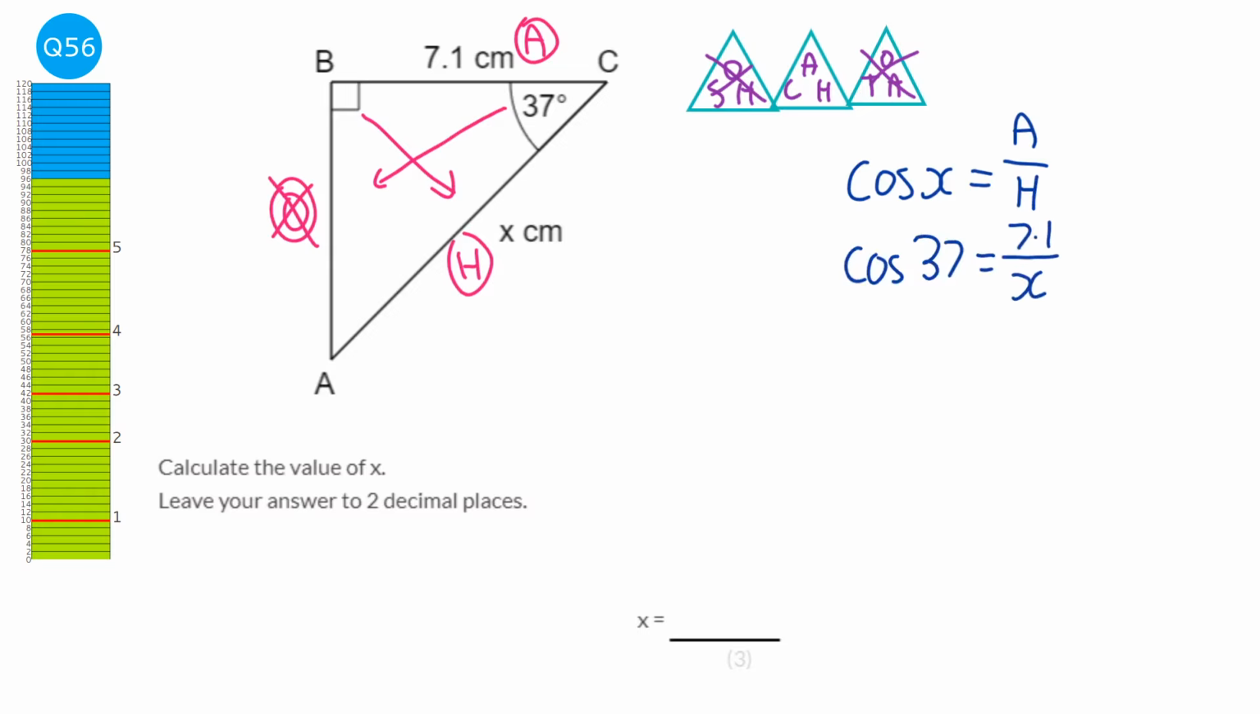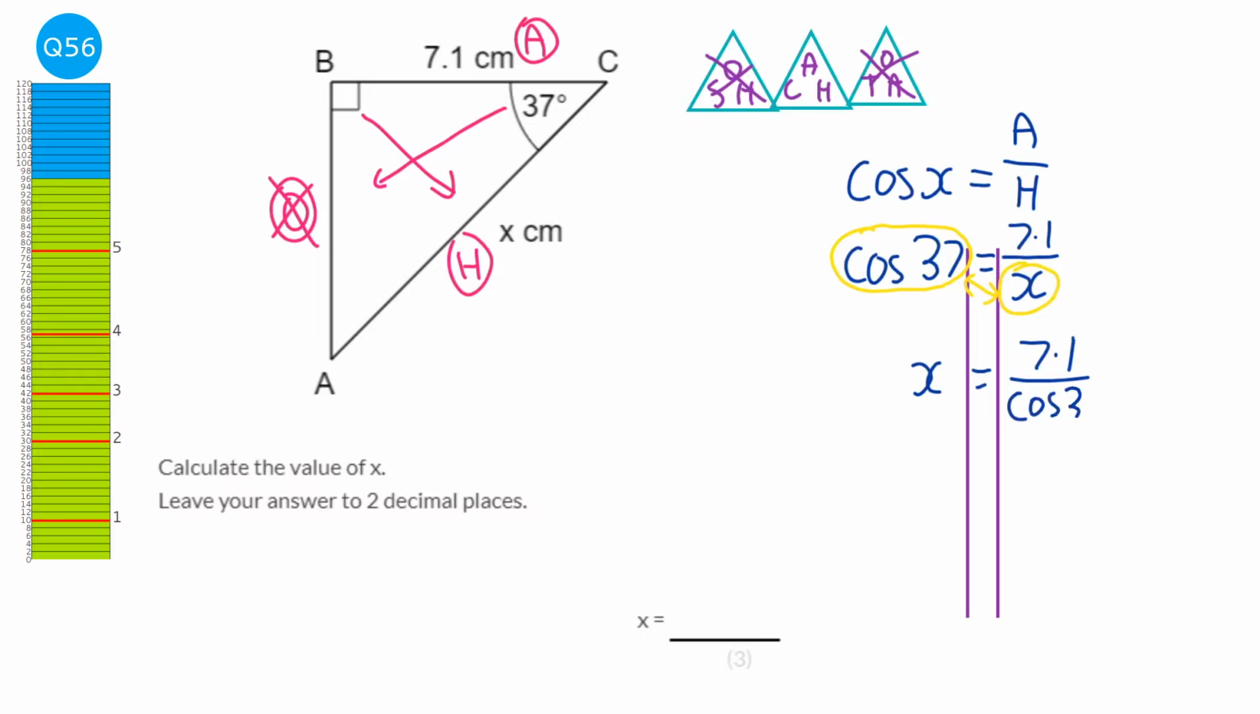Now, whenever you're in this situation, and we're just going to put our solving lines in because we're going to be solving this next, if I can press the right button, there we go. And whenever you're in this situation, what you can do is swap the left-hand side, it has to be the whole of the left-hand side, with the x at the bottom. You can just swap those over. And effectively what we're doing is multiplying both sides by x and then dividing both sides by cos 37. So when we swap those over, we get x equals 7.1 over cos 37.